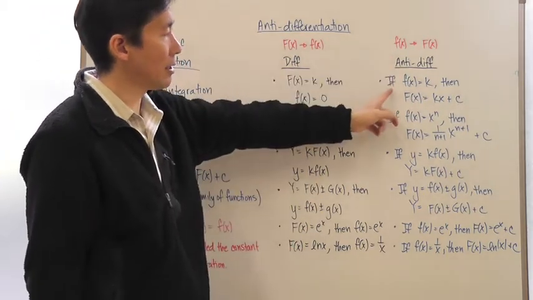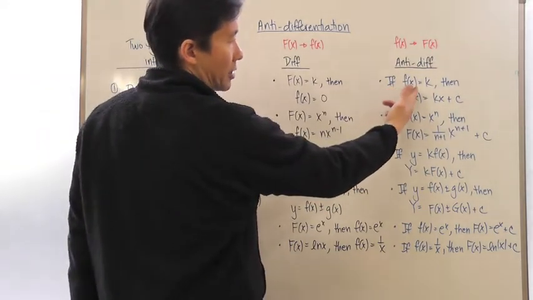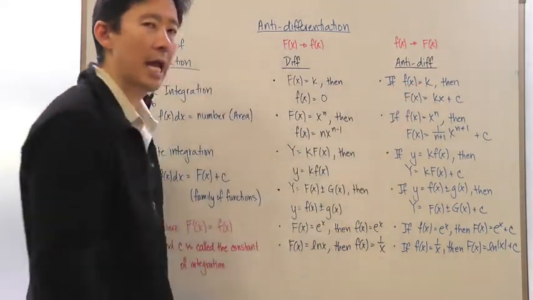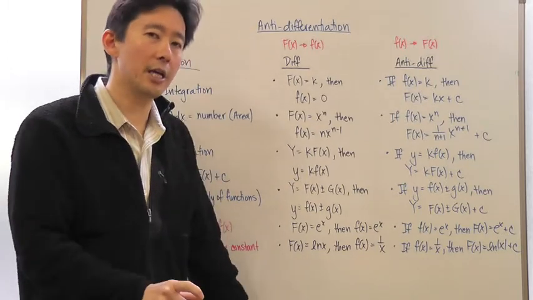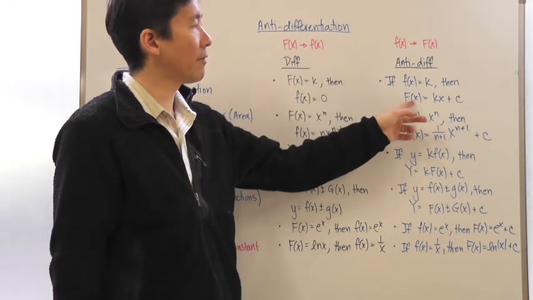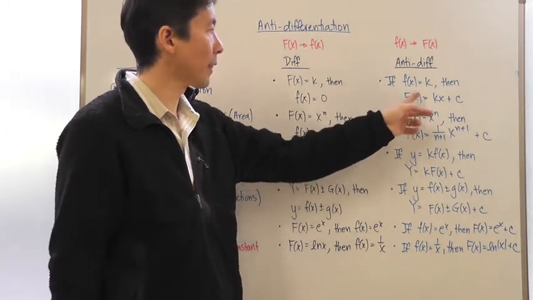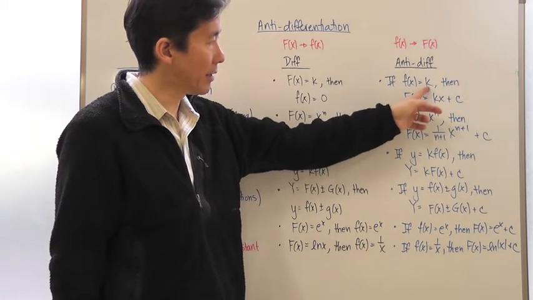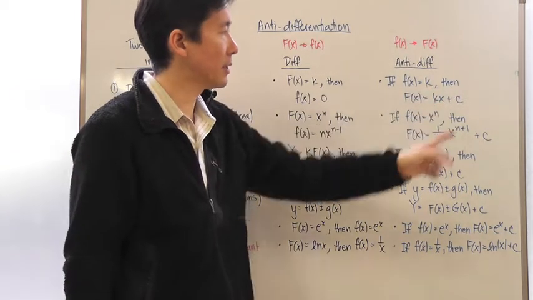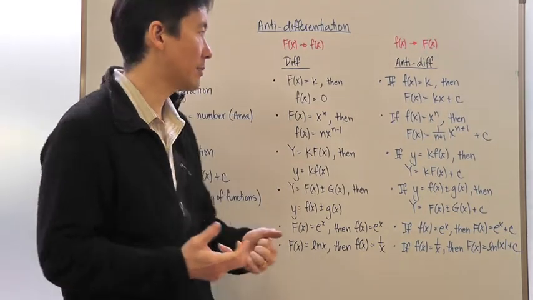So if we go ahead and start off here, let's say that if you started off with a function f of x is equal to k, if you anti-differentiated that, then basically what you would come up with is this capital F of x, because that is the original function, let's just say. And if I was to go ahead and find out what that would be, that would just be kx plus c.